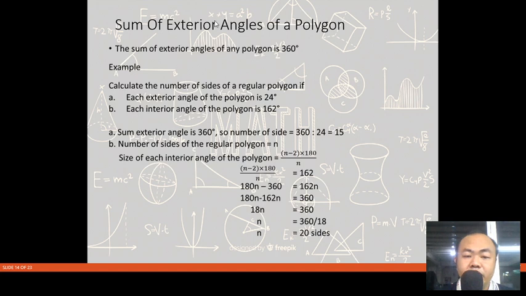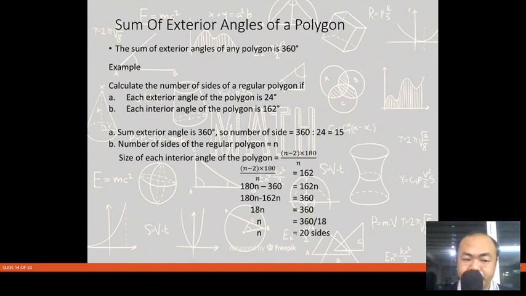Sum of exterior angles of a polygon. The sum of exterior angles of any polygon is 360. Even though it has 3 angles, or 100 angles, or 1000 angles, the exterior angles always add up to 360. Okay, you need to memorize this one. Sum of exterior angles berarti yang di luar.